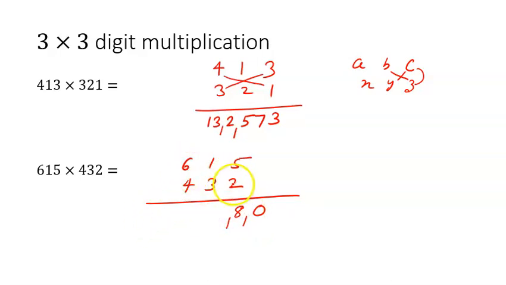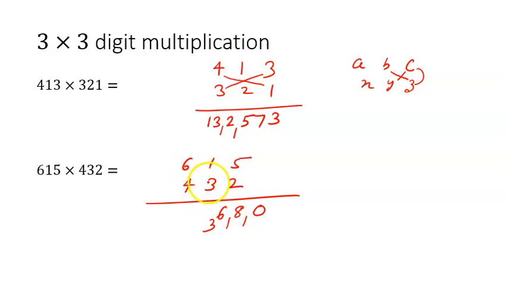Now 6 into 2 is 12, and 5 into 4 is 20. So 12 plus 20 is 32, and 1 into 3, so 32 plus 3 is 35, and 1 is the carryover term, so 35 plus 1 is 36. Now 3 is the carryover term.